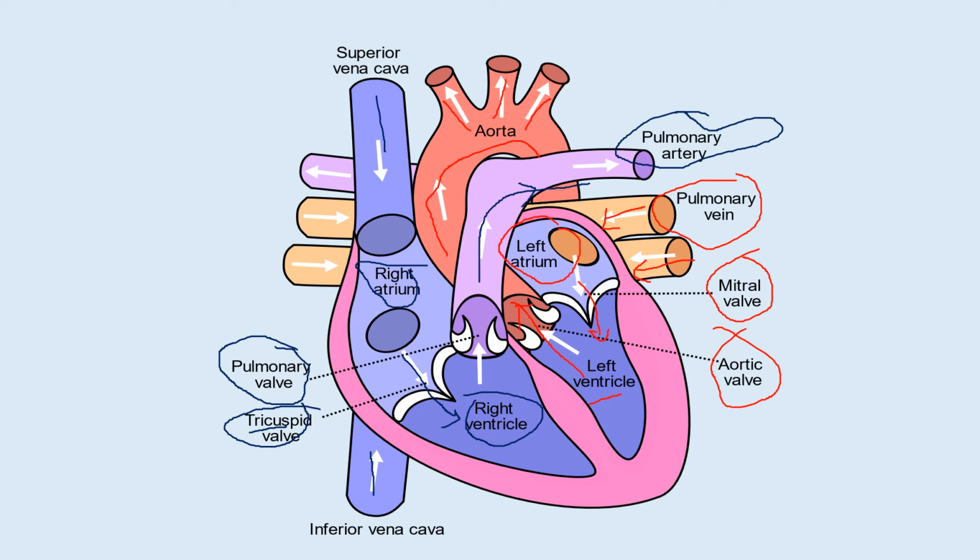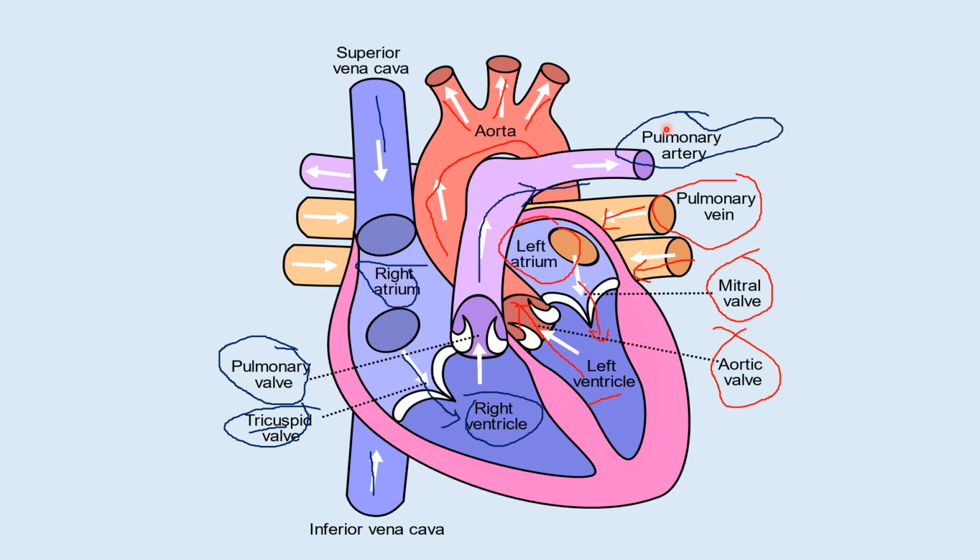To summarize, impure blood reaches the right atrium through the superior vena cava and the inferior vena cava and is pumped into the right ventricle and further pumped into the pulmonary artery, and the impure blood from the pulmonary artery goes to the lungs for purification.